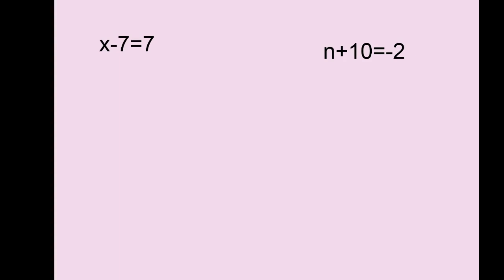All right, we're going to do a few more practice problems. We have x minus 7 equals 7. Go ahead and pause and try them on your own if you need to. Here, we're going to add 7 to both sides.